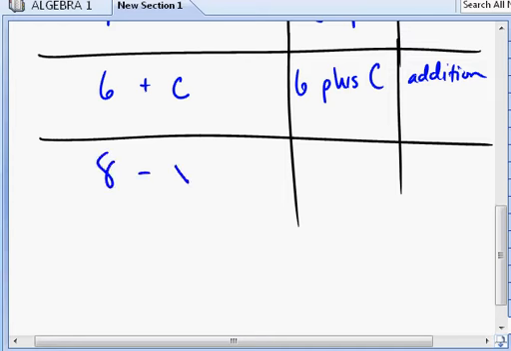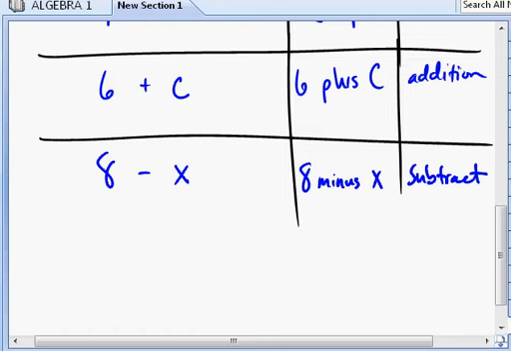8 and x. What does that mean? 8 minus x. Good. Is subtraction. Operation is subtraction. Minus sign subtract. Okay. Good. This is an expression that means 8 minus x. The operation here, Alasia, is minus. Yeah, or subtract.